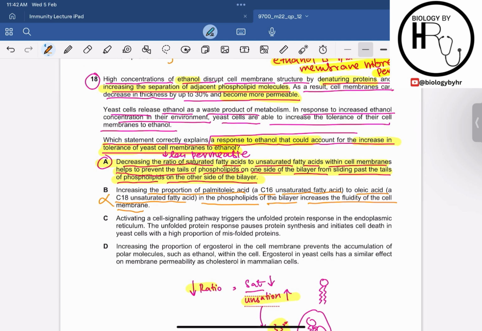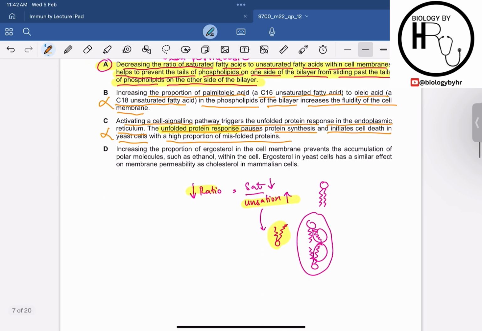Now option C: activating a cell signaling pathway triggers the unfolded protein response in the endoplasmic reticulum. The unfolded protein response causes protein synthesis and initiates cell death in yeast cells with a high proportion of misfolded proteins. They are talking about the UPR, the unfolded protein response. It deals with misfolded proteins in the endoplasmic reticulum, not membrane stability. Also, cell death does not increase ethanol tolerance. It removes the damaged cell but does not help yeast survive ethanol stress, so this is also incorrect.